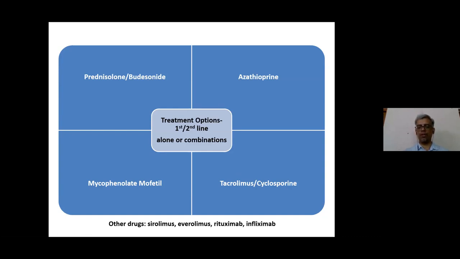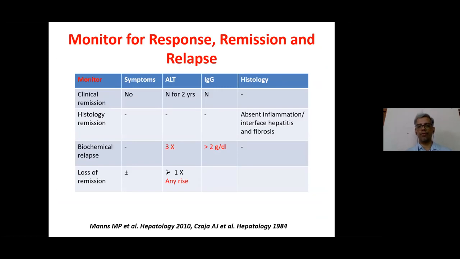What I would also like to highlight here, there are other drugs like infliximab, rituximab, everolimus, sirolimus, which have been used and reported in case series for refractory patients to be of use. So we'll focus on all these drugs. And yes, these are the other options in your armamentarium when you do not have a response, when you have a refractory patient. Before we talk about the drugs.